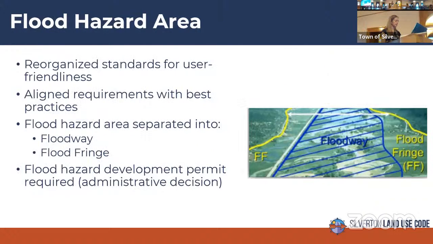Next is the flood hazard area. So these regulations have been reorganized generally, but they really continue to align with the best practice established by the Federal Emergency Management Agency, also known as FEMA. So there are 2 different areas. There's the floodway and the flood fringe, and there are different standards applied based on how close the development is to those areas or if it is within those areas. And then a separate permit is required for flood hazard development, and that is an administrative decision. Next slide, please.